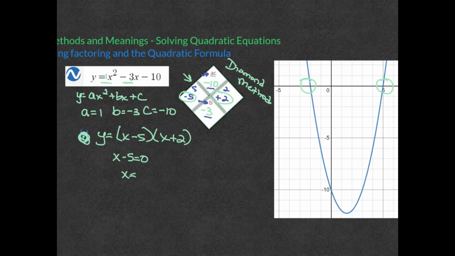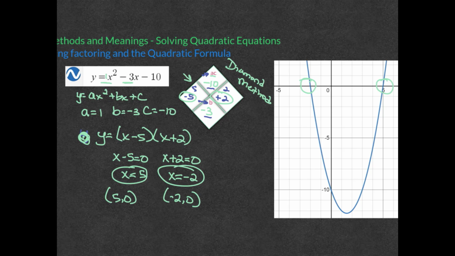So x minus 5 equals 0. We would add 5 to both sides. So x equals 5. X plus 2 equals 0. We would subtract 2 from each side, so x would equal -2. So our two solutions are going to be at 5, 0 if we've done it right, and -2, 0. So let's go back and look at our graph. And it looks like we're correct. This one is -2, 0. And this one is 5, 0. So we are correct in how we solved it. That is pretty much how you solve through factoring.